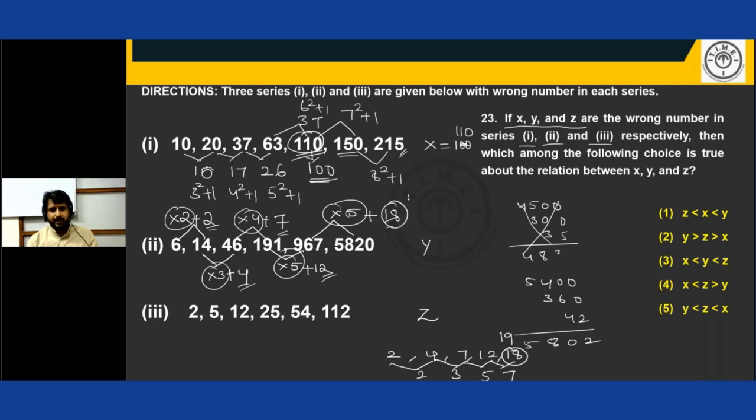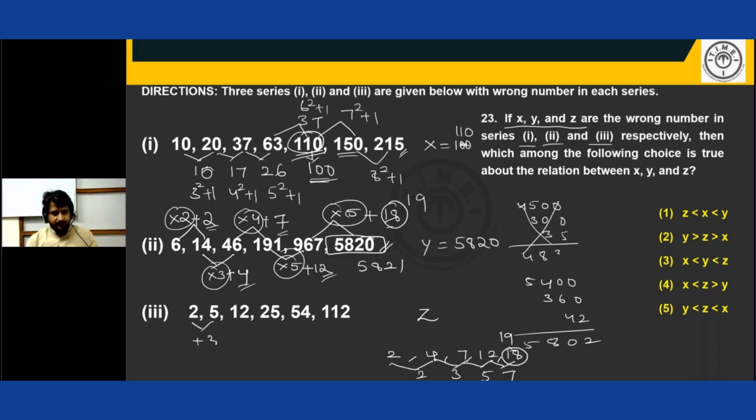So it is not 18, 19 is required. When it is 19, it is not 5820, it is 5821. 5821. So what is the wrong number in the series? 5820. So Y is 5820. Now let's move to the third one. What is the third series?